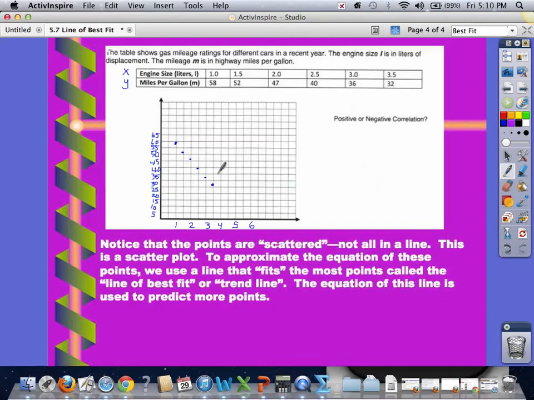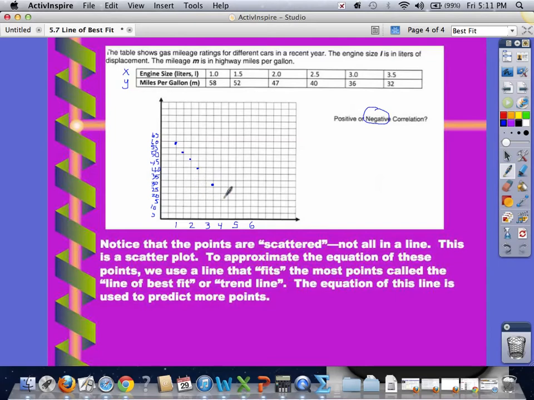So looking at this trend, is that a positive or a negative correlation? It's going down. If you're reading left to right, it's going down. So this would definitely be a negative correlation. I'm running off my little tablet here, let's fix this. A negative correlation. Okay? So notice that the points are kind of scattered, not all in a line. If you draw it, it's not exactly a line.